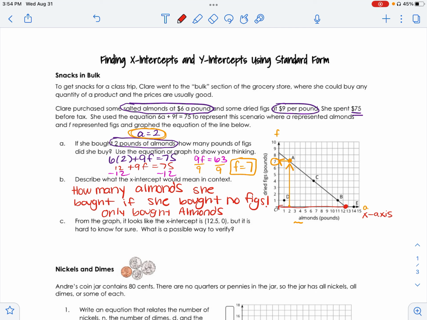All right. Now, C says, from the graph, it looks like the x-intercept is 12.5, 0, but it is hard to know for sure. What is a possible way to verify? So how could I verify that that is the correct x value for the x-intercept? I could use the equation. So back to our equation, 6a plus 9f equals 75. So this x-intercept is where y is 0, or in our case, f is 0. So I'm going to plug in 0 for f. So bring down the 6a plus 9 times f equals 75.